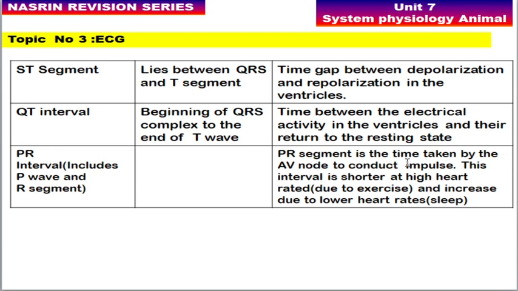This PR interval is the time taken by the atrioventricular node to conduct the impulse, and this PR interval will be shorter at a higher heart rate, that is due to exercise, and this PR interval will start to increase at a lower heart rate, that is during sleep.